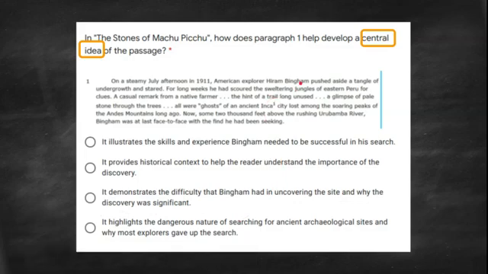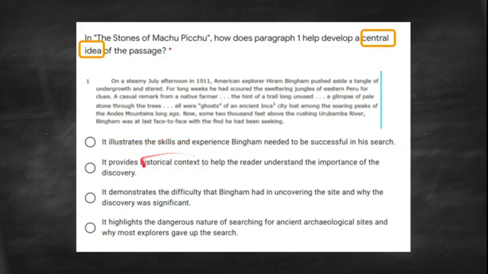So, I mean, just the words they use, like he pushed aside a tangle of undergrowth for weeks. He scoured the sweltering jungles, talked to a farmer, went on a trail, glimpsed these ghosts and so on. And now, 2,000 feet, he finally saw what he had been seeking. So, it's showing you all of the hard things he had to go through to discover this site, and therefore showing you why it was significant. So, it does not show the skills that he needed. That's what makes that wrong.